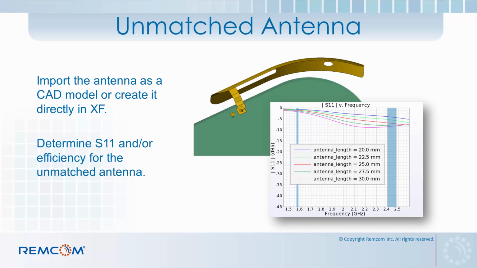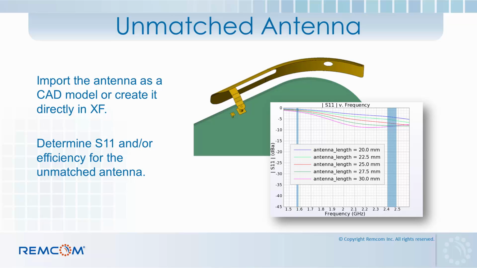It could also be an antenna that was on a printed circuit board, so you may be using a layout tool from Cadence or Mentor Graphics, and you have the antenna printed on one layer of the PCB, and then that can also be imported as an ODB++ file. Once you have this model within XF, you're then going to want to analyze it. You're going to want to run a simulation, and what you're going to want from that is S parameters or efficiency. Here the graph is showing how we've parameterized part of the antenna, and we've run a parameter sweep and we've calculated S11 for the different antenna lengths.